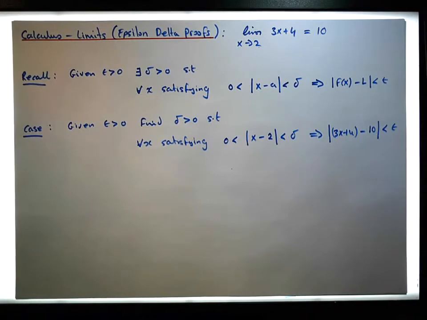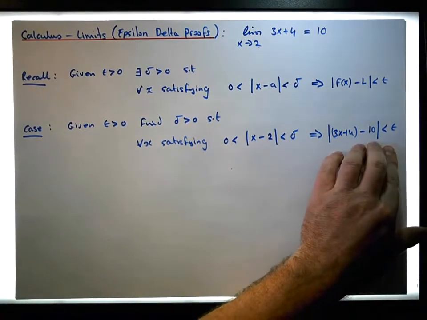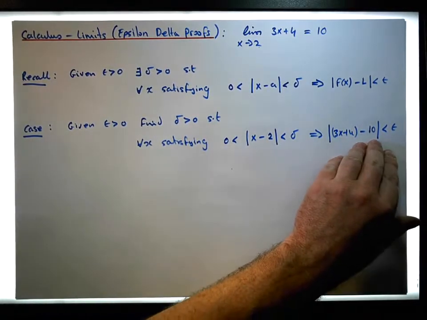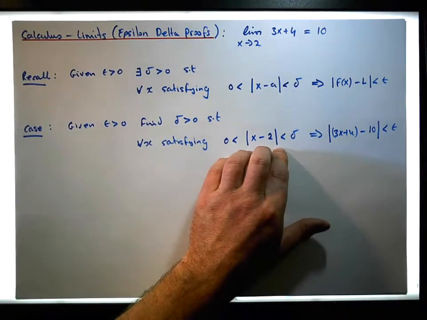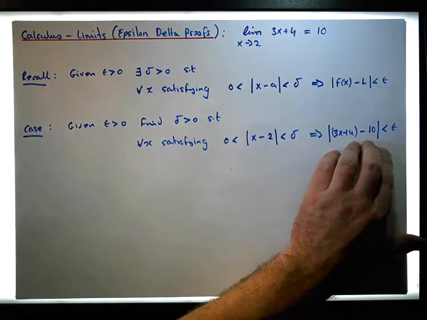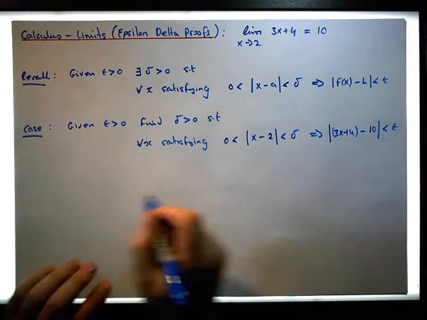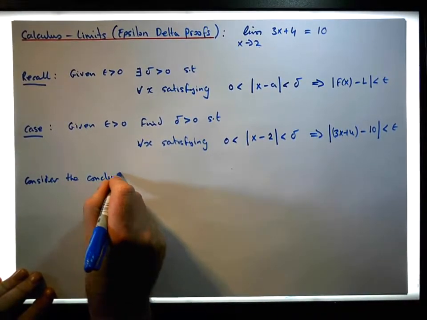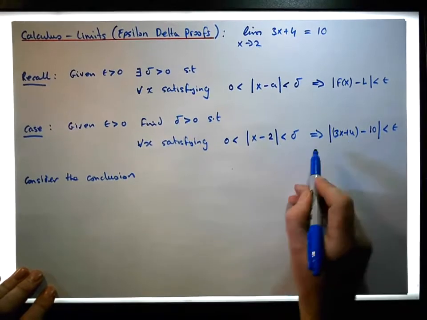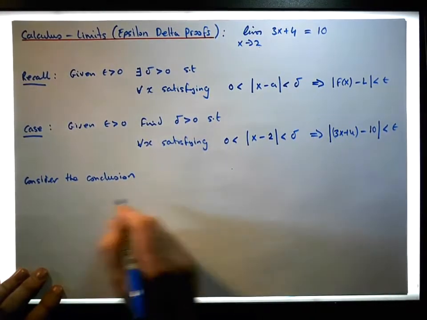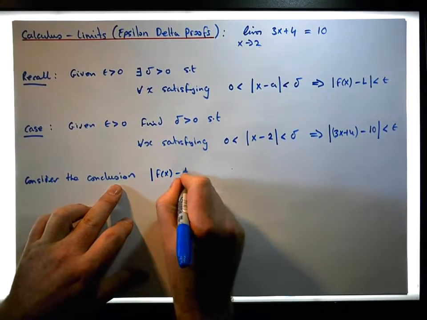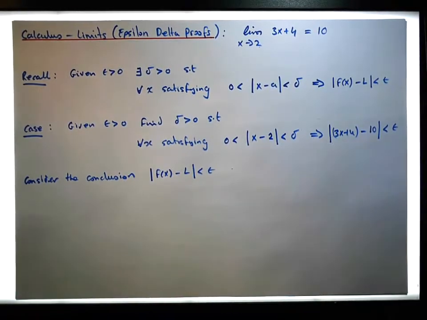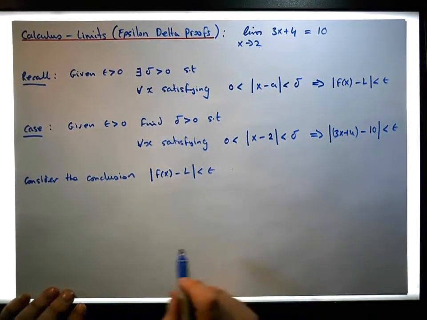So how do we find an appropriate delta? Well, we need to satisfy this implication, its premise and its conclusion, so that whatever x are in this region has to imply this particular thing here. So in these proofs, what we're always going to do first is consider the conclusion of the implication. We're going to consider the absolute value of f of x minus L less than epsilon, and we're going to try to find an x value from this that's less than some particular value.